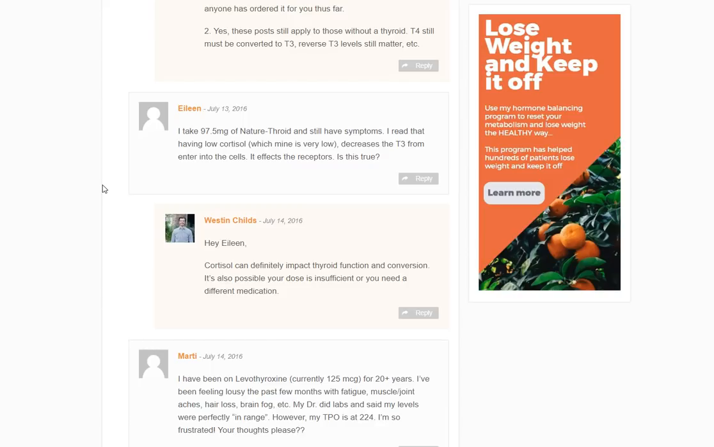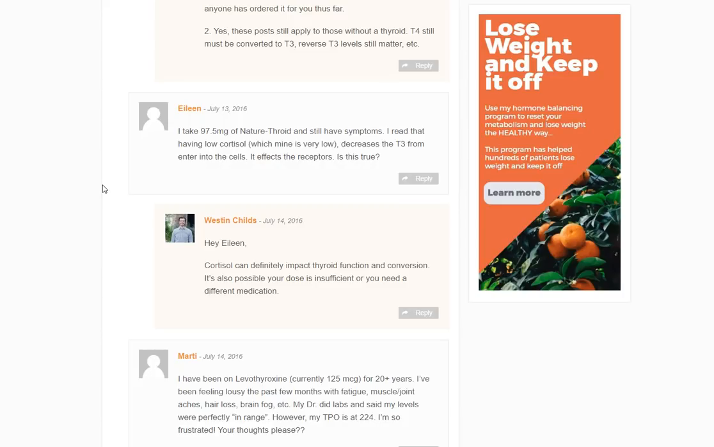So it is true that they impact one another, but the degree to which the impact occurs is not well known or not well established and probably varies from person to person. So keep that in the back of your head. Now, you say originally that you're taking 97.5, but you still have hypo symptoms. So I would probably focus on that as opposed to focusing on your cortisol.